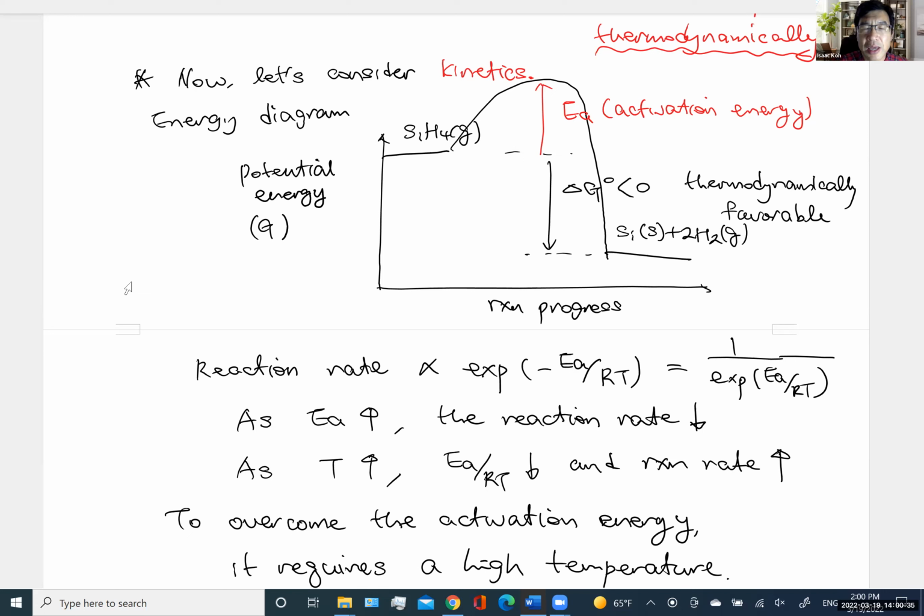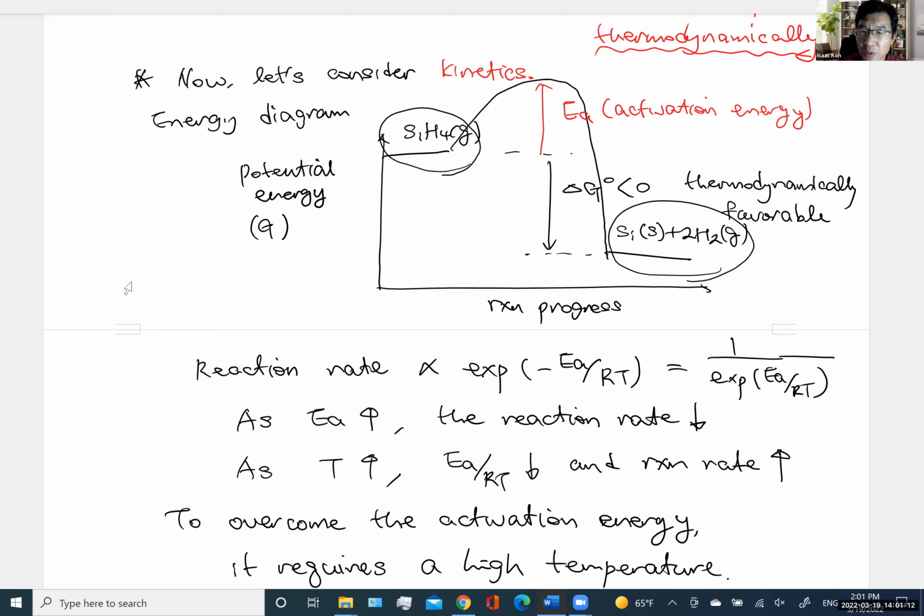Here, the x-axis is reaction progress. It means time: as time goes on, the reaction progresses from the reactant side to the product side. The y-axis shows potential energy, Gibbs free energy. Because delta G is always negative here, the reactant potential energy is higher than the product potential energy. That's why I drew the reactant potential energy higher than the product potential energy. So delta G is always negative.